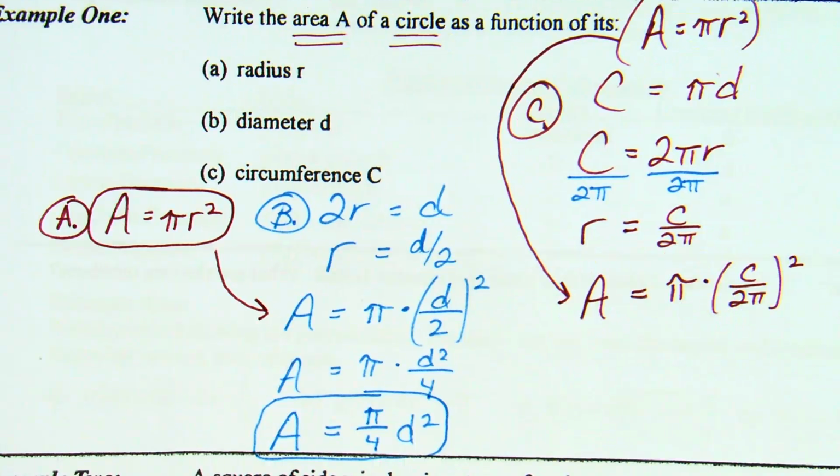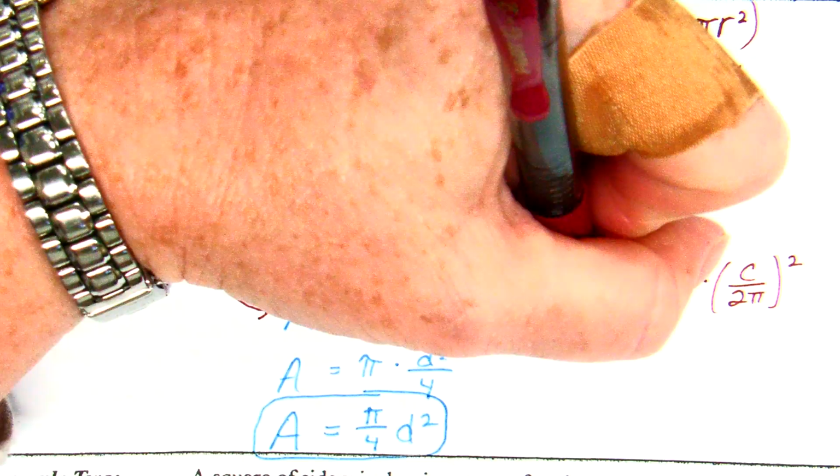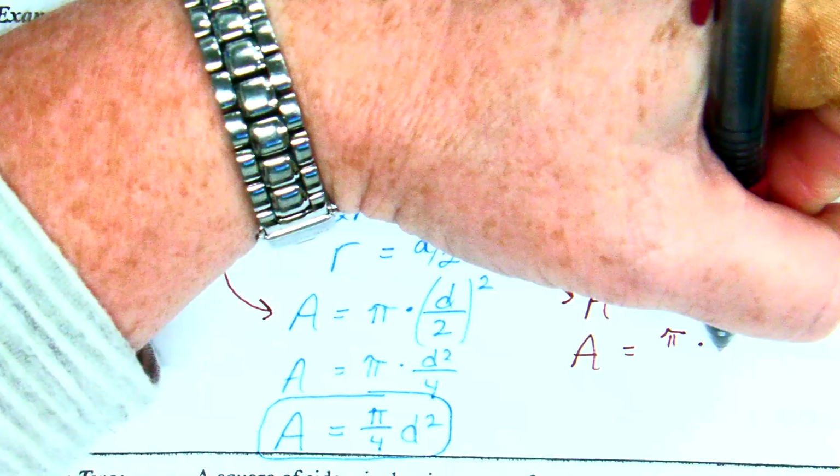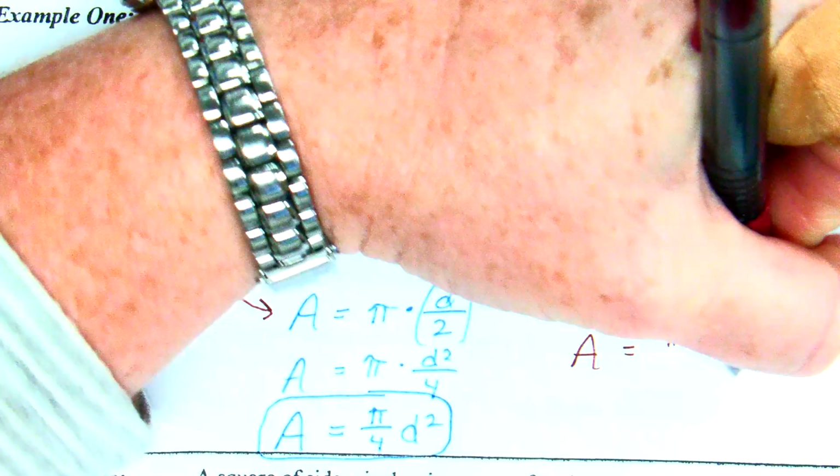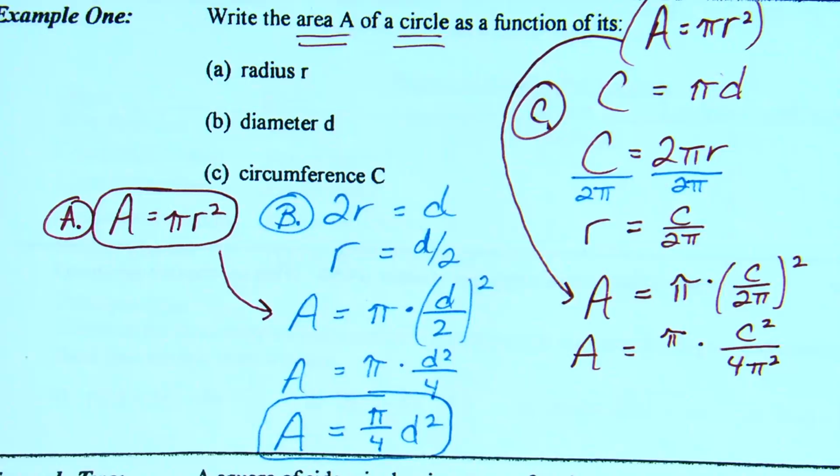Clean it up a little bit. Still pi times, what's c over 2 pi quantity squared? C squared over 4 pi squared. Because pi squared is pi squared. You also have to square the 2, and 2 squared is 4.